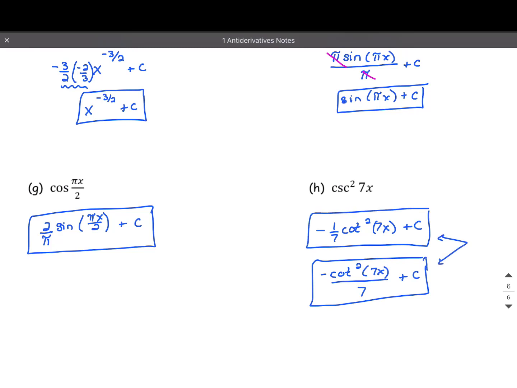All right, guys. So antiderivatives, remember, we're working backwards to find the function that has that derivative. These rules are our derivative rules. We're just doing the opposite operations. That's it. Okay, we're going backwards.